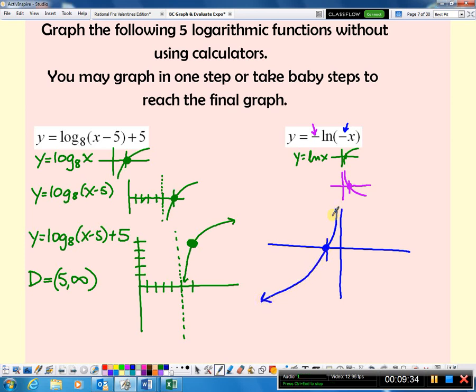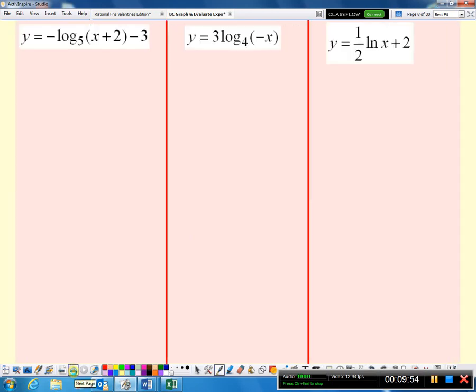So there's the graph I want, and I'll fairly consistently ask you to name the domain. Do you see why the domain goes from the left all the way to the y-axis, or from negative infinity to 0? I hope so. So let's do 3 more, and you will be ready to graph logarithms on your own, hopefully.